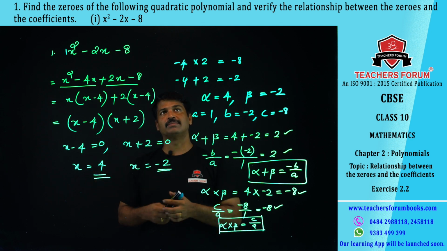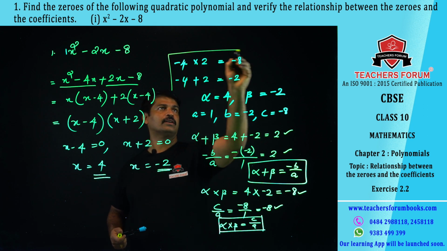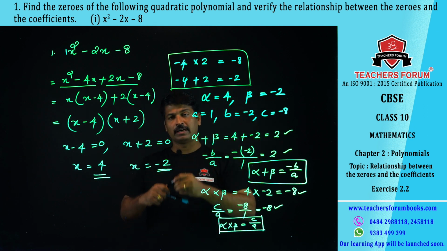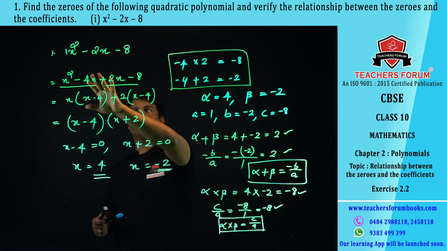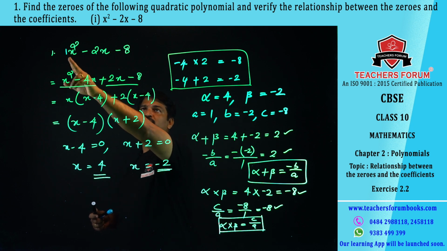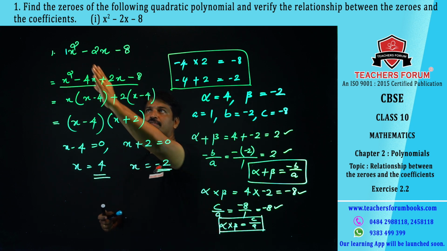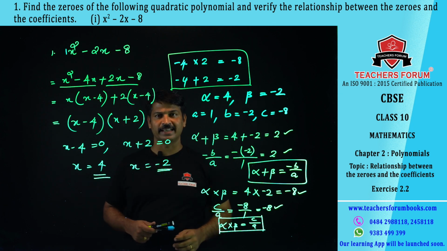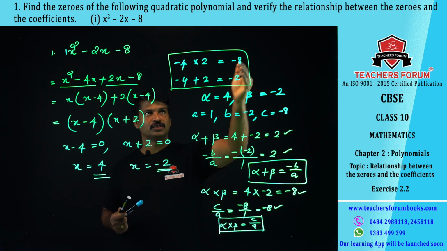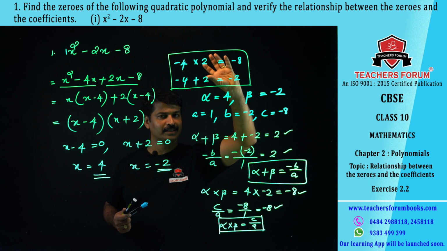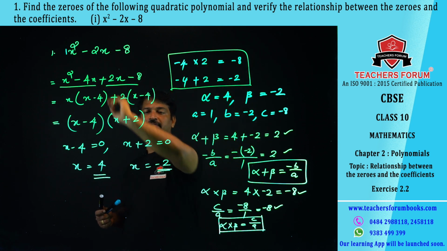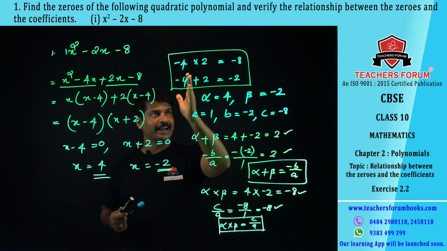By using the splitting the middle term method, you got the zeros. Now when you split the middle term, you should first multiply the coefficient of x square and the constant term. Here the coefficient of x square is 1, and the constant term is minus 8. You multiply, you will be getting minus 8. So when you multiply the two numbers, you should get minus 8. Now what is the coefficient of x? That is minus 2. When you add, you should get minus 2.